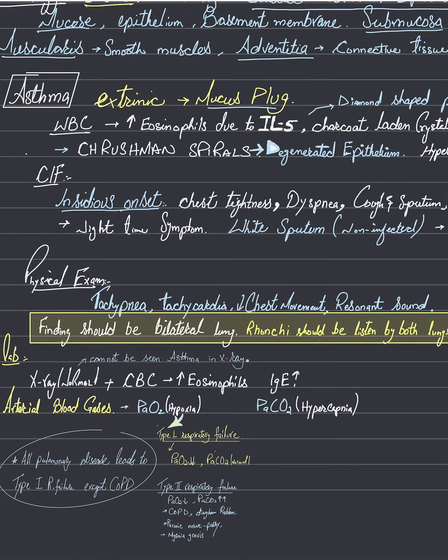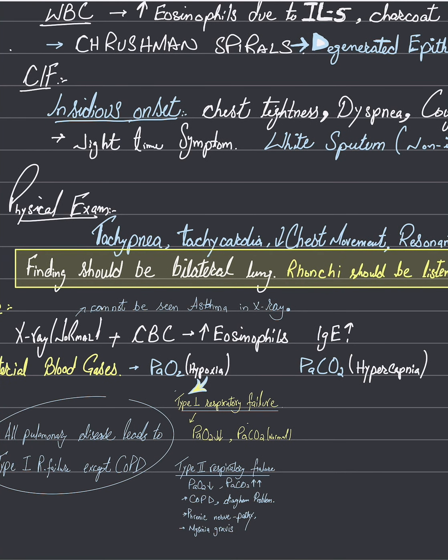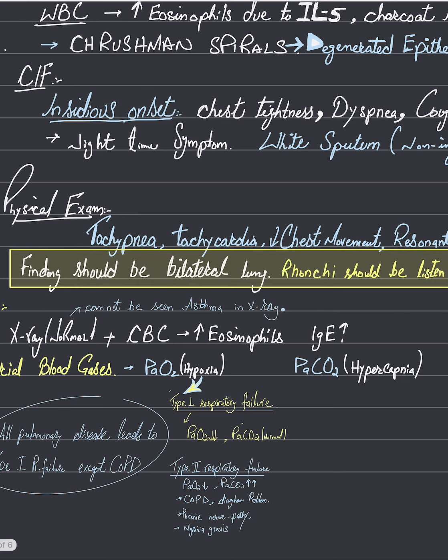For the physical examination, you see tachypnea, tachycardia, chest tightness, and resonant sound. But the key point you have to understand here is that the rhonchi, which I wrote here, should be heard from both sides of the lungs because it's asthma. It's not bronchiectasis, it's not pneumonia, it's not pneumothorax. So you have to listen to both lungs.